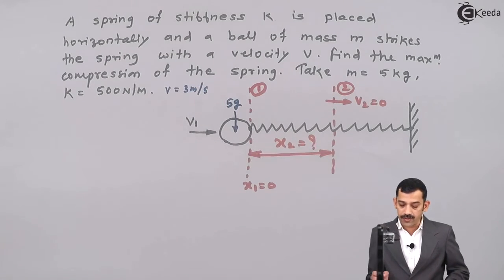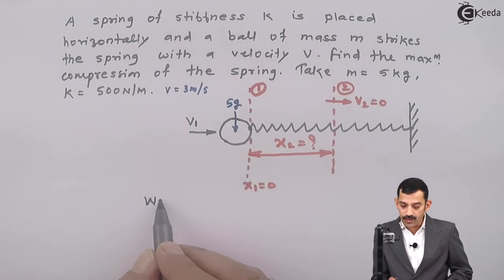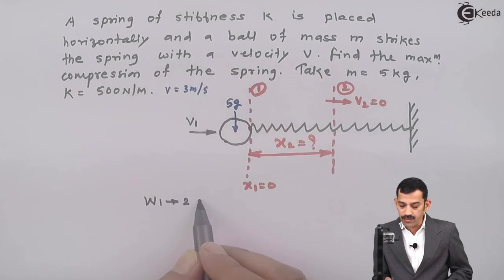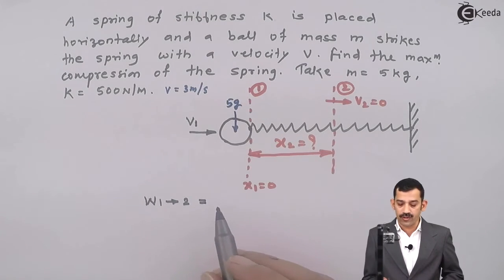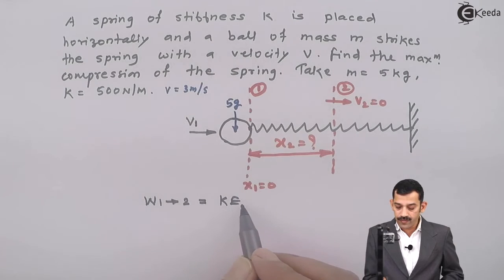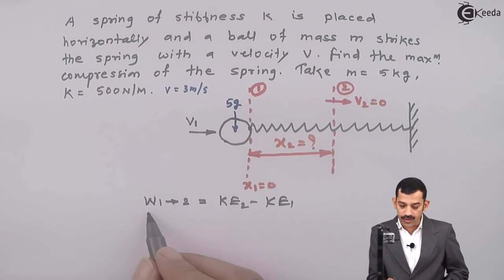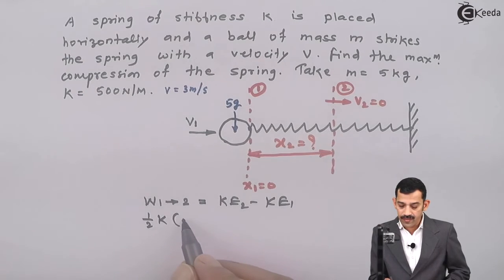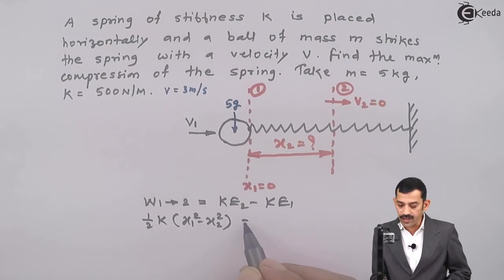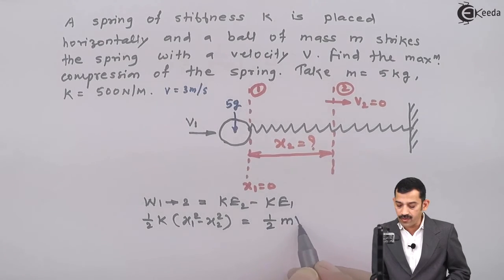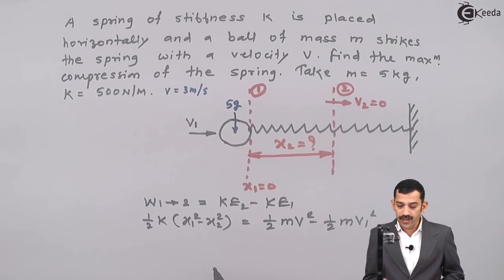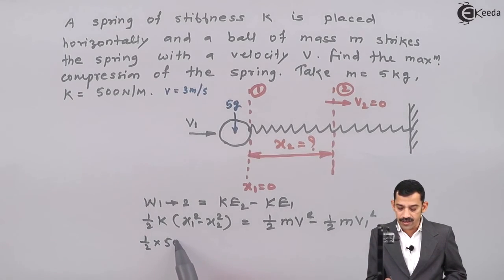If you apply the work energy principle, W1 to 2, meaning the work done by forces when the ball moves from position 1 to 2, is equal to K2 minus K1. In the work done by forces, we get half K (initial deformation square minus final deformation square) equal to half m v2 square minus half m v1 square. K value is given as 500, so we substitute K as 500.